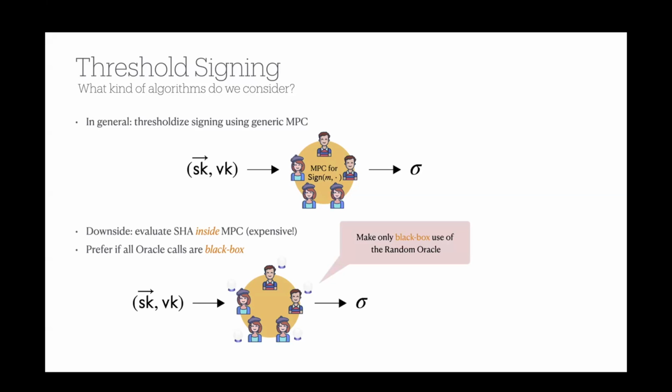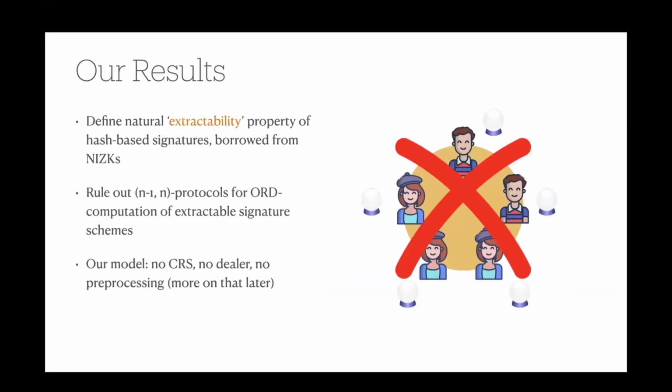Yeah, and so what we do is we define this notion of black box oracle calls, in which case, of course, a very nice threshold signing protocol would be one in which you never have to evaluate SHA inside MPC at all. Every single oracle call, or every single hash evaluation, is done by one of the parties. This is the alternative to this, and we call this oracle respecting distributed computation.